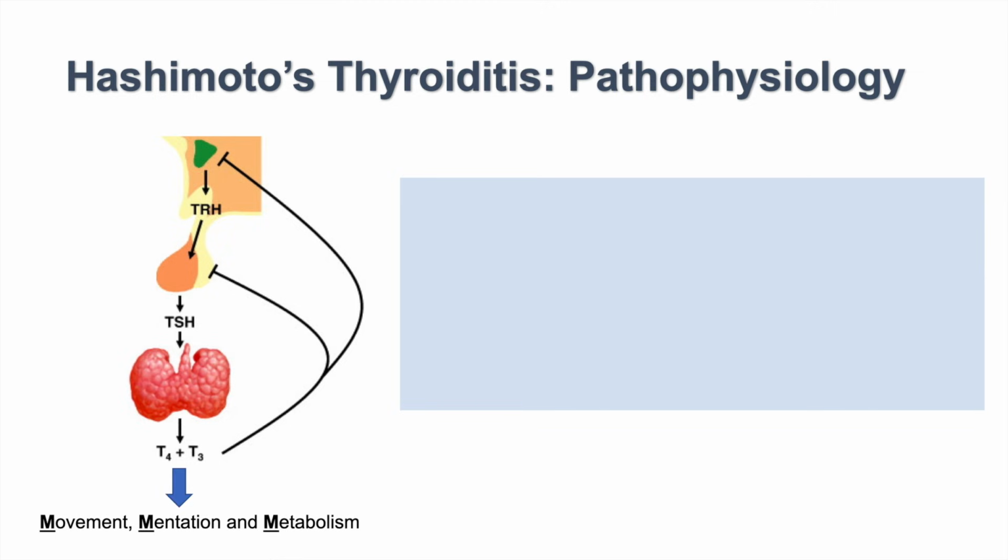And the M's are movement, mentation, and metabolism. So we need metabolism to survive, we need mentation to think, and we need to move around. So these hormones are super important. So what happens in Hashimoto's?